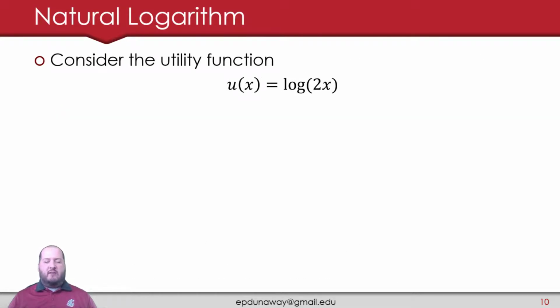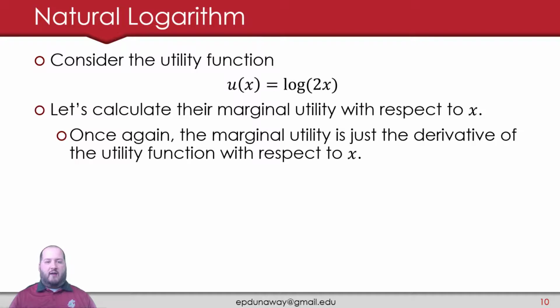So anyways, let's take a look at this utility function. U of x equals the log of 2x. Now let's figure out how to do this one. Let's calculate its marginal utility with respect to x. And again, I said marginal, which means that we're going to calculate a derivative of this case with respect to our variable of interest, or x.